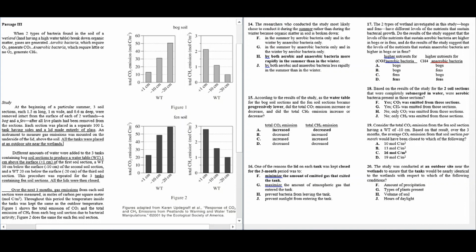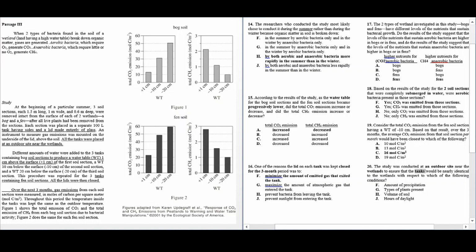So we'll scan through that quickly. We see that there was a small soil section taken out from the wetland. Live plants were removed. These sections were placed in tanks with a lid made of glass. An instrument was put in to measure gas emissions, and then they were placed at an outdoor site. So again, there's no explicit answer, so it's a scientific reasoning question, meaning we want to go through each of the answers and find the most likely.